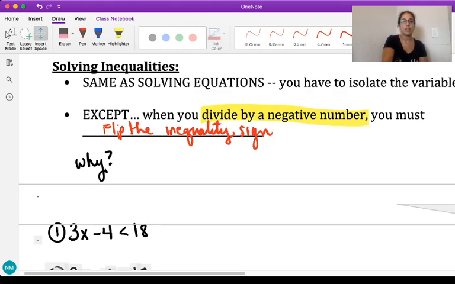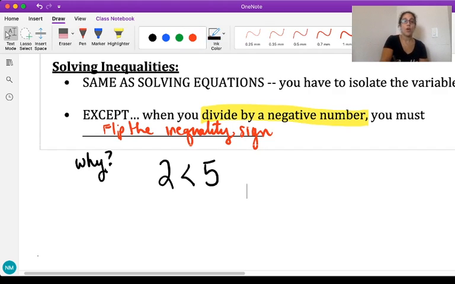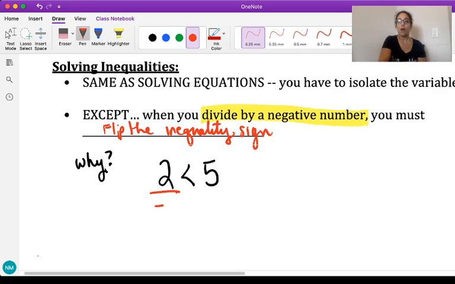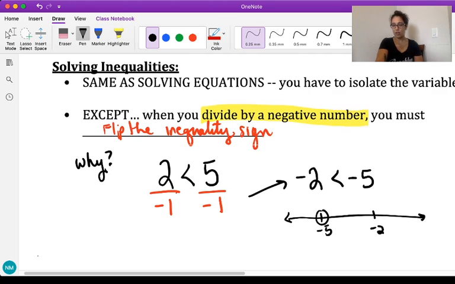The reason is, if I have something like 2 is less than 5, true statement, yes? Yes, 2 is less than 5, totally true. Now, if we were talking about equations, when we divide one side, you have to do the same to the other side, and it should be a true statement. So let's write it out. 2 divided by negative 1 is negative 2, is less than 5 divided by negative 1, which is negative 5. Negative 2 is less than negative 5. Is this true? On a number line, negative 2 is here, negative 5 is here. Negative 5 is less than negative 2. So this is not a true statement.